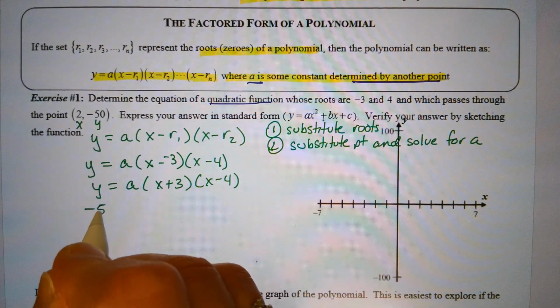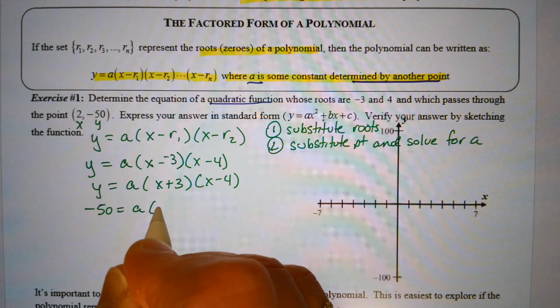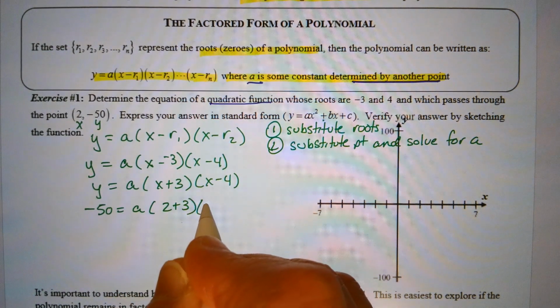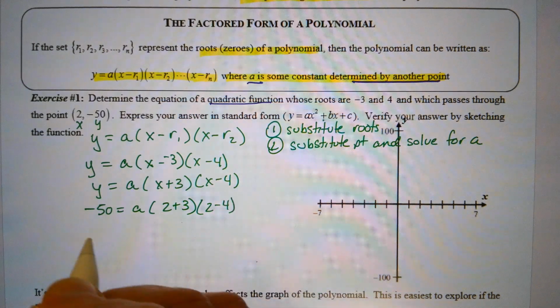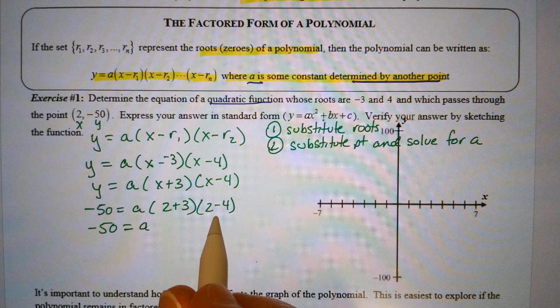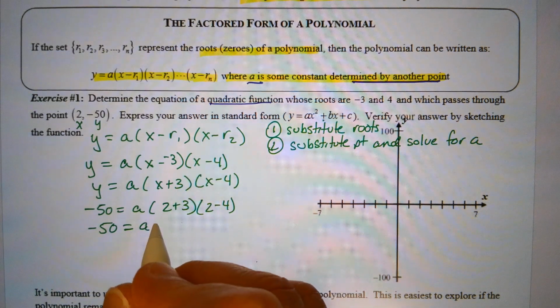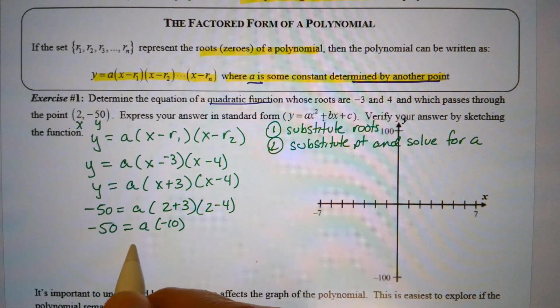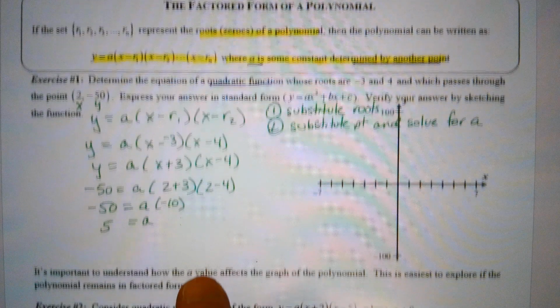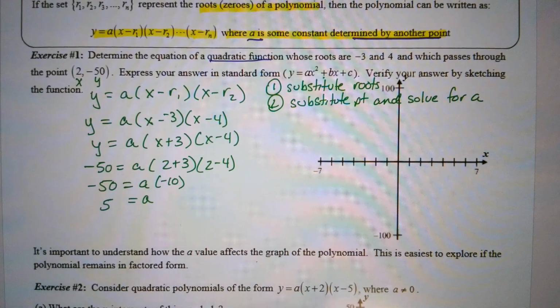Negative 50 in for y, and 2 in for x. That's 5 times negative 2, which is negative 10. So divide both sides by negative 10 and a equals 5. Express your answer in standard y equals ax squared plus bx plus c form.